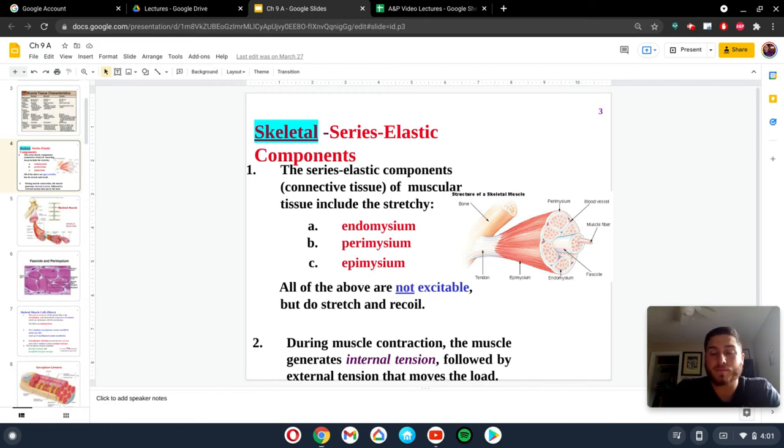So what does that mean? Think about muscles. They are excitable because if you tell a muscle to move, they will contract or relax. These connective tissues do not do that. They do not contract or relax. They're just there to support the muscle.